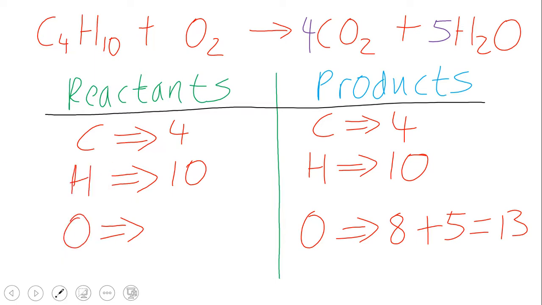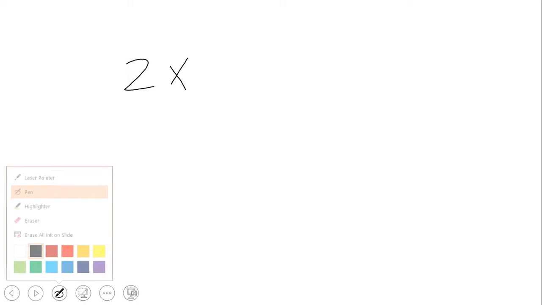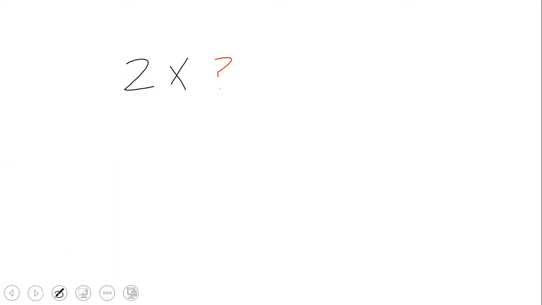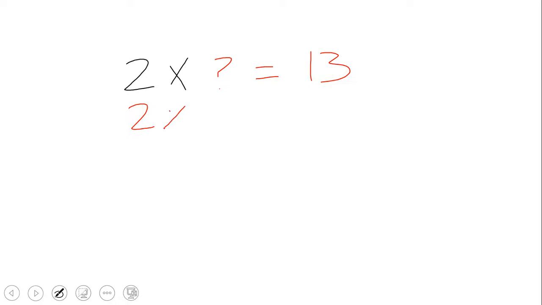So notice that on our product side, we have 13, but on our reactant side, we only have 2. So the question is, what can we multiply by 2 to give us 13? Interesting question, right? Now we could put that in the form of an equation. If we have 2 multiplied by something, we don't know what it is, and it gives us 13, let's use a letter to represent that something. Let's say we use P. So 2 times P equals 13. Now we try to solve for P, so 2P equals 13.